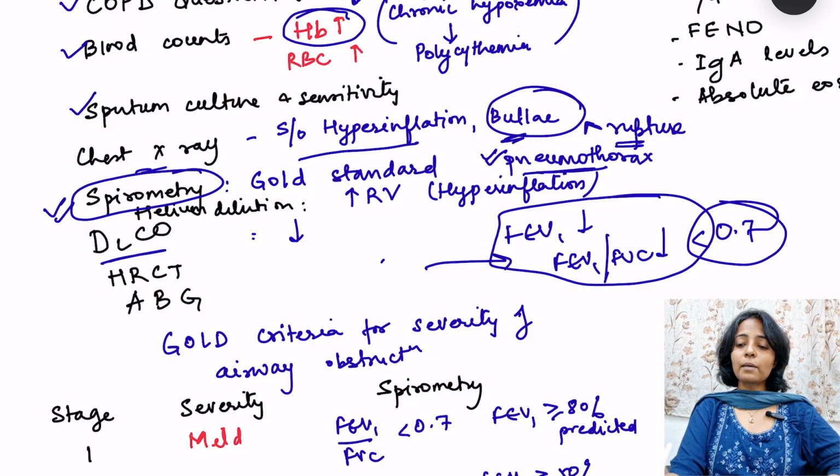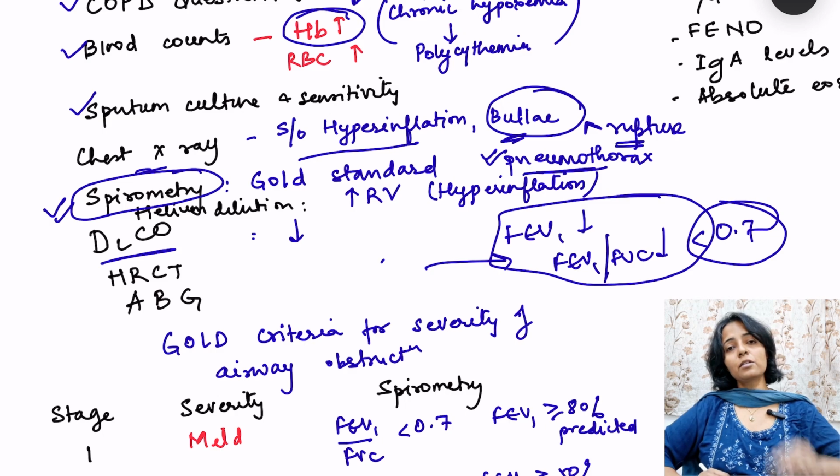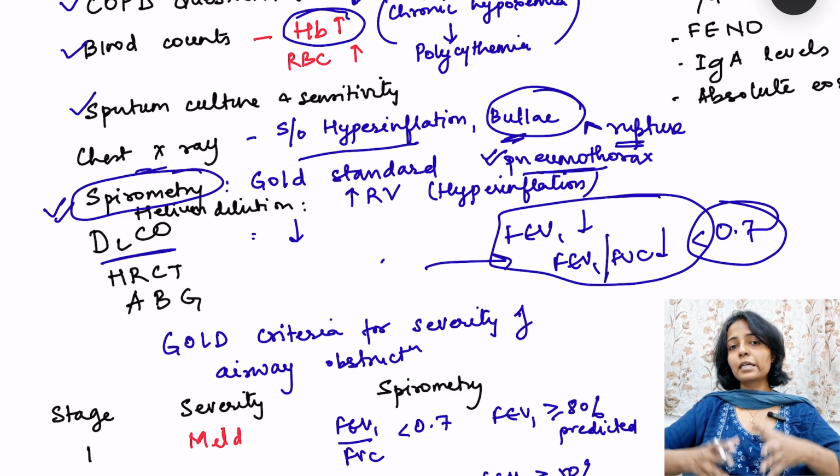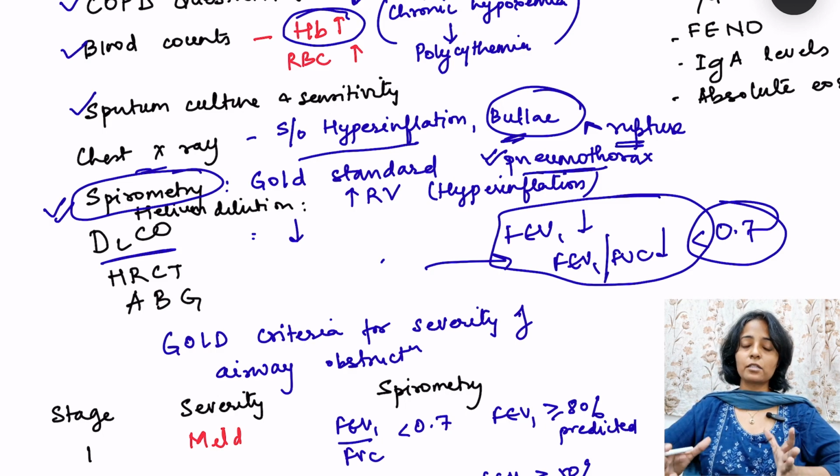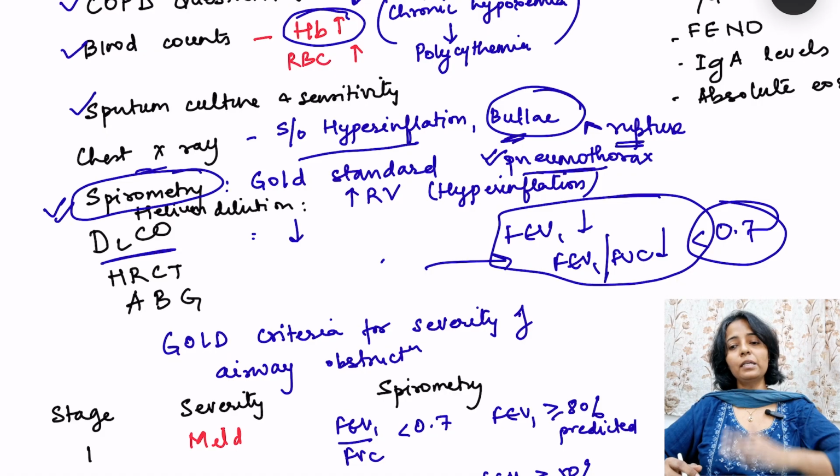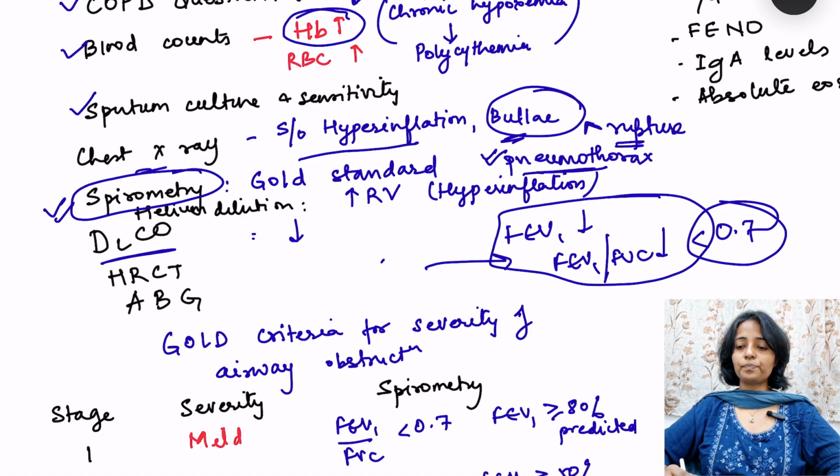Then diffusing lung capacity also decreases, because I told you it is the gas exchange areas which are being affected. So if they are being affected, there will be decrease in the gas exchange. Then you have to do CT, especially high resolution CT, to rule out the presence of interstitial lung disease, or also to see the presence of interstitial lung disease along with COPD. Sometimes they can be associated. So HRCT has to be done.